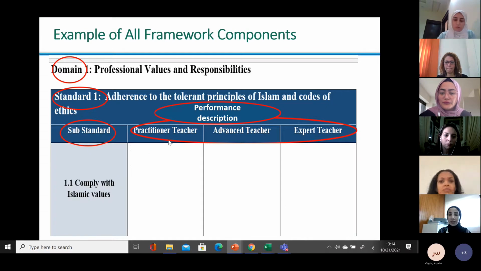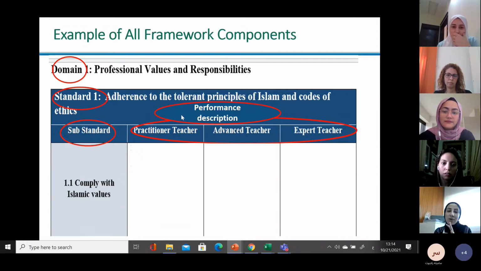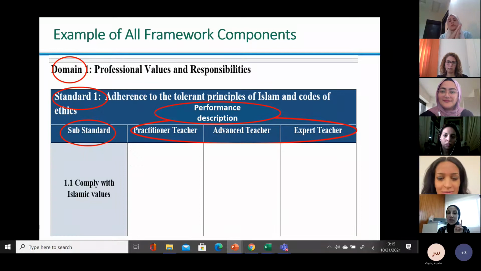If you see here, I have 3 levels: practitioner teacher, advanced teacher, and expert teacher. So these are 3 levels of teachers. Each level has its own description. Of course, I'm not going to say that the practitioner teacher implements typically the same as the advanced teacher. So of course there are some slight differences between these 3 levels. This is number 1, slight differences.